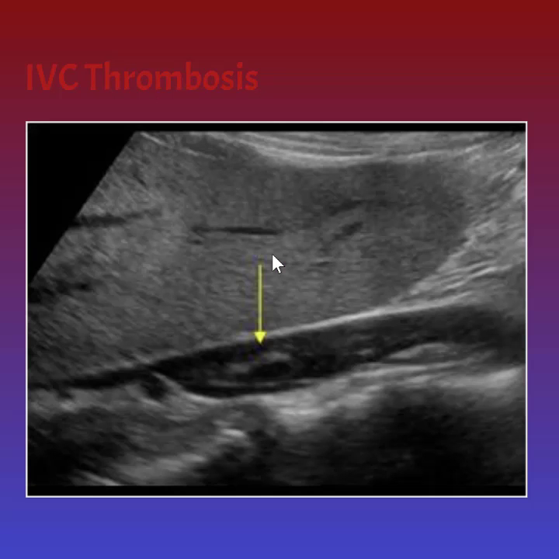Here's another example of IVC thrombosis. We can see a kind of stringy echogenic material within the IVC. We also notice that this is a little bit more dilated. That clot is most likely holding the IVC open a little bit more, causing a little bit more pressure to make it a little bit bigger.